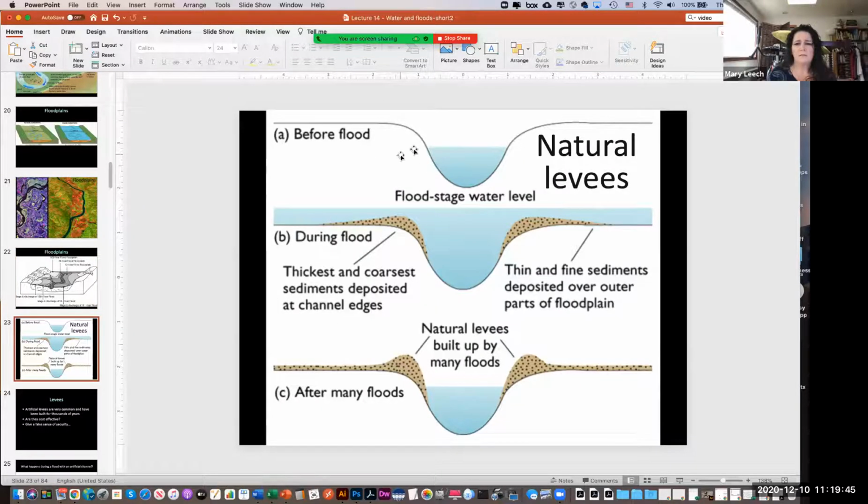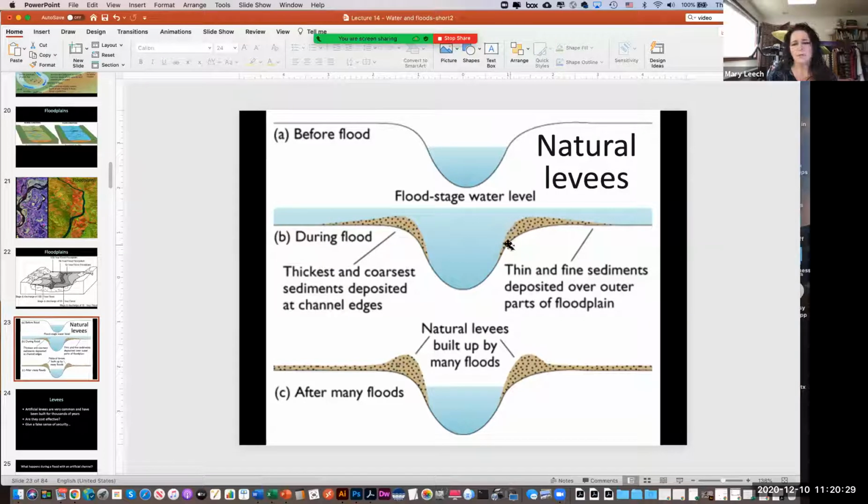So levees, natural levees. Here's just a normal, well, it says flood stage water level. This is before the flood, obviously. The water is in the channel completely. Here's the flood stage water. So the water has filled up the channel and it has spilled out over the edges, and it's filling the floodplain, right? And it's also depositing sediment as the water is moving out of the channel, because the fastest water is down deep in the channel in the center here. And it's spilling over the edges, and so it's carrying the sediment with it.